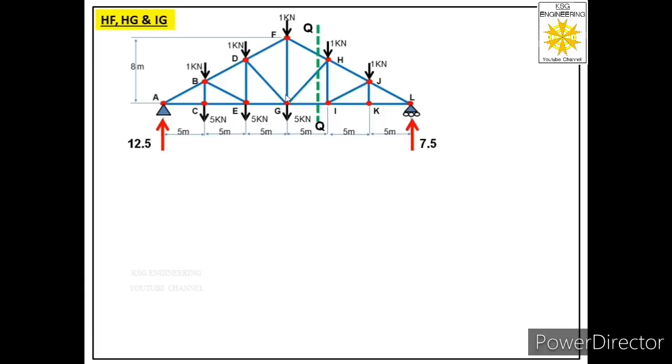Now we have divided this truss into two sections. This is the left section, this is the right section. Now we can choose any of these two sections for the next step in order to find the forces in these three members. So let us consider the right section of this truss because it has fewer forces. So equations will be simple. So we will say equilibrium of the right section of the truss.